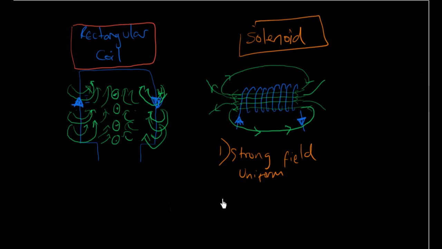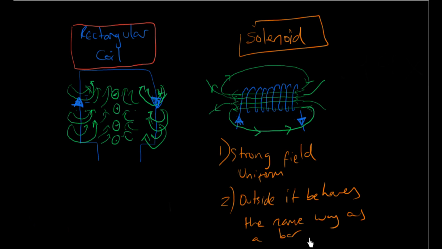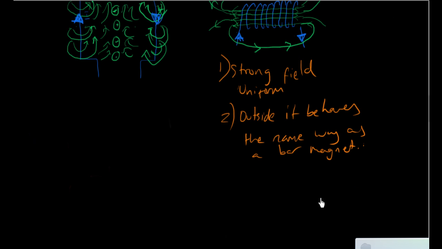A solenoid is a very clever and useful thing. Another thing to know is that outside of the solenoid itself, it behaves like a normal bar magnet. So the field lines would look very much the same as if this was one magnet. So it behaves the same way outside as a bar magnet, right?